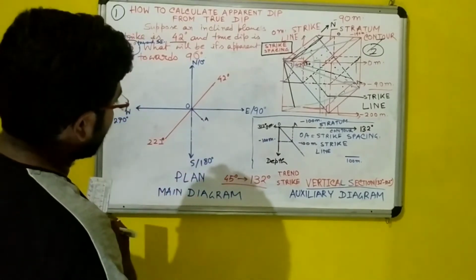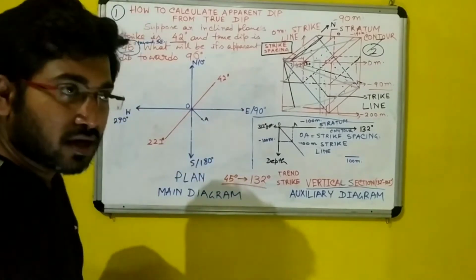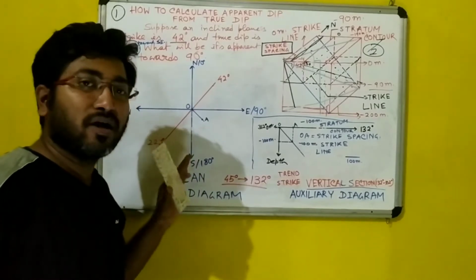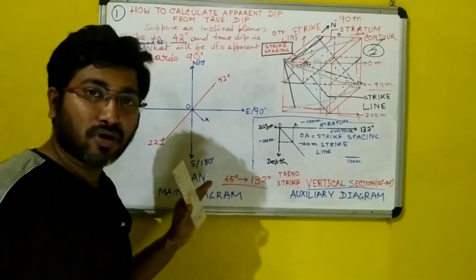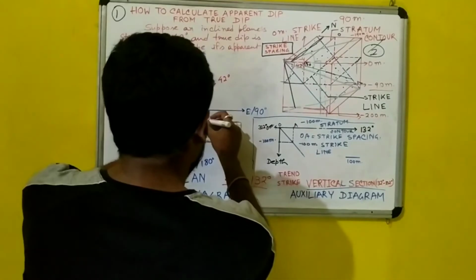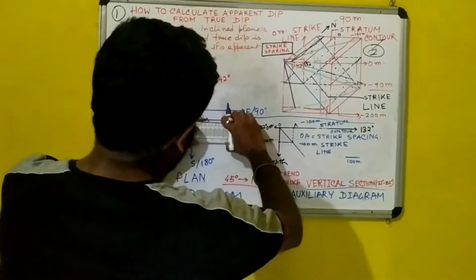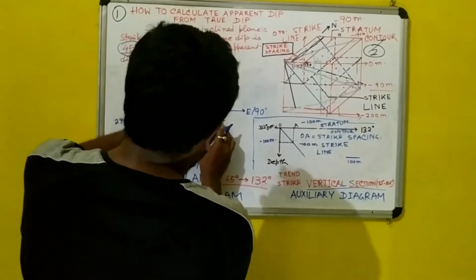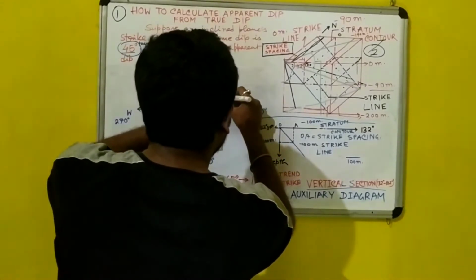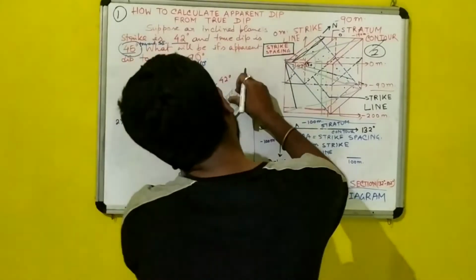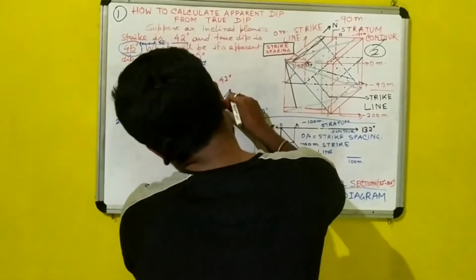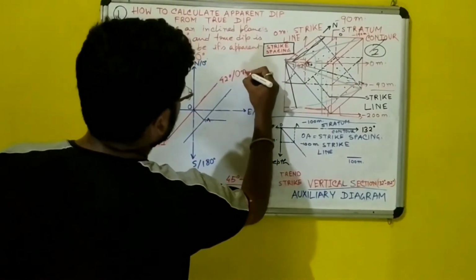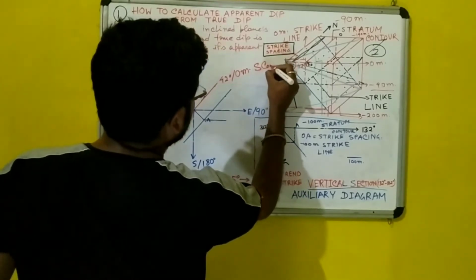So from here I have to draw one line parallel to this. But remember, when any student tries to draw a parallel line, you have to use a set square. Since I don't have that, I will construct one horizontal line parallel to this by approximation, and then at 42 degrees I will mark a point. So this is my 0 meter stratum contour.